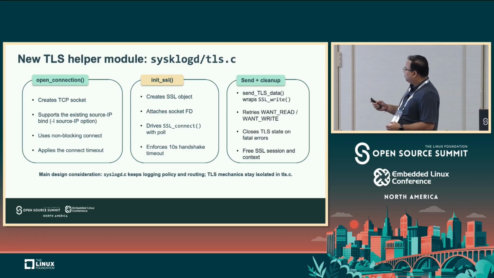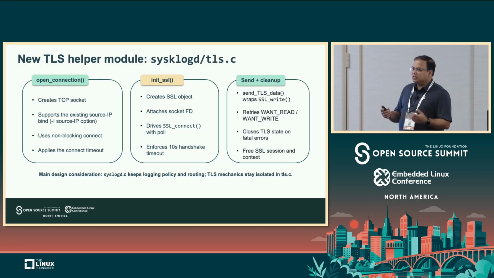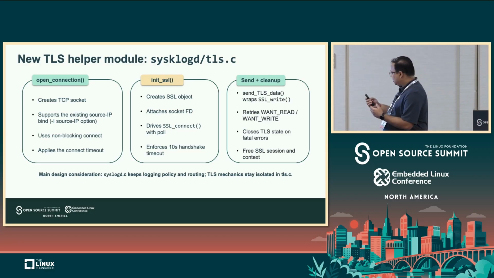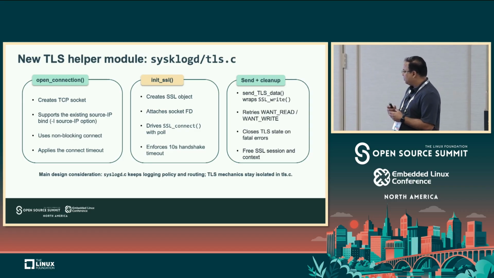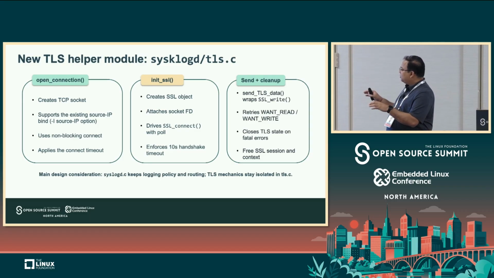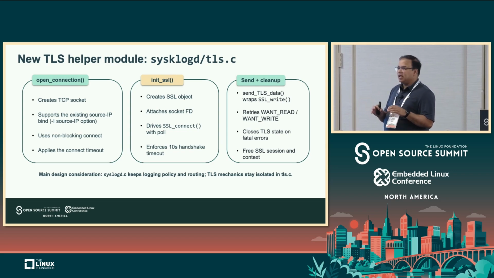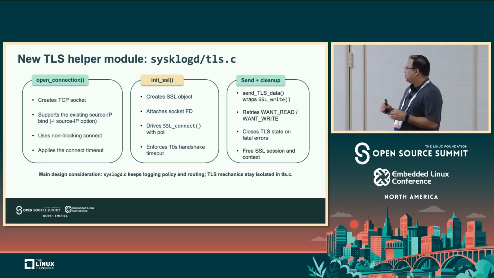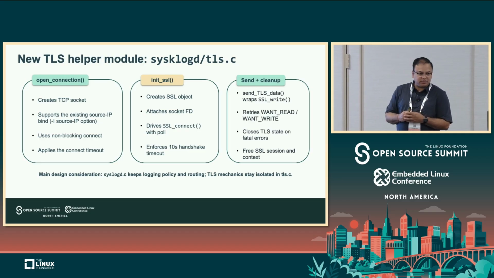And this also maintains the TLS state, which gets preserved during the closure, as well as if we want to free the context and clear out the resources, it will take care of that. The main design consideration during this time is syslog. We want to keep it for logging policy and routing. And the TLS mechanics are all isolated in these new files.